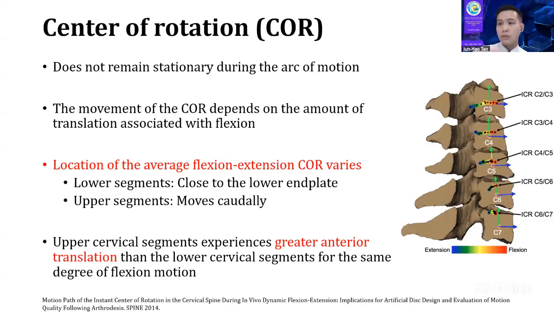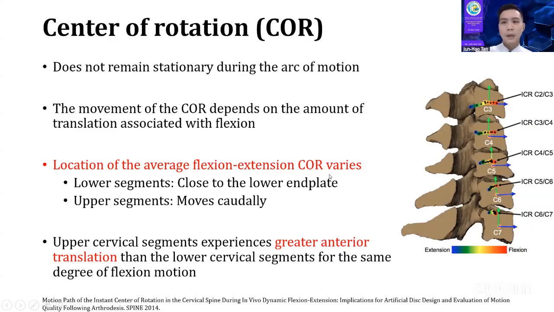If you're talking about lower segments, for example C5-6, C6-7, then you can see that it's almost at the superior end plate, just close to the superior end plate. However, as you go up to the upper segments, C3-4, C4-5, for example, the COR actually moves caudally. You can see at C3-4 and C4-5 it is almost at the midpoint of the vertebral body. What does that mean when we are doing disc arthroplasty? We must be cognizant of the fact that upper cervical spine levels experience a greater anterior translation for the same degree of flexion motion as compared to the lower cervical spine.